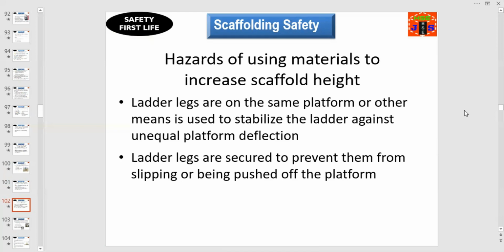These are the different conditions and these are the different ways how you can avoid using materials to increase scaffold height. That is not safe to do. It might lead to a potential accident, injury, or fatality.